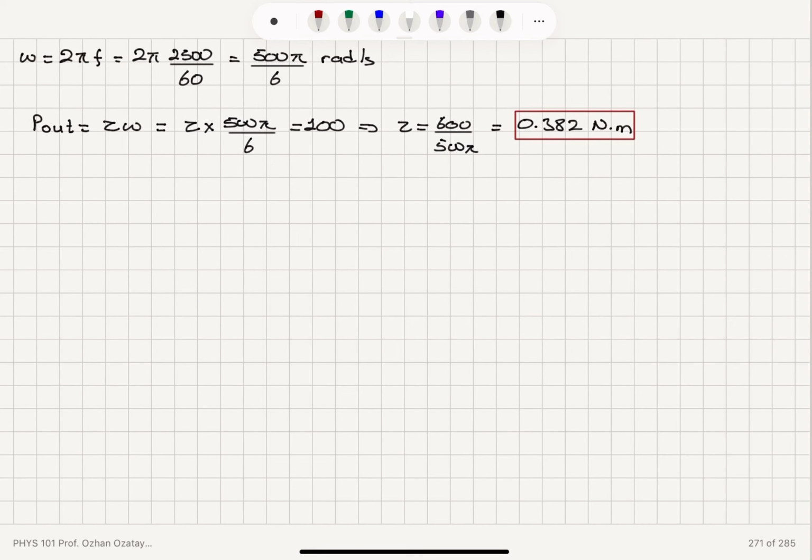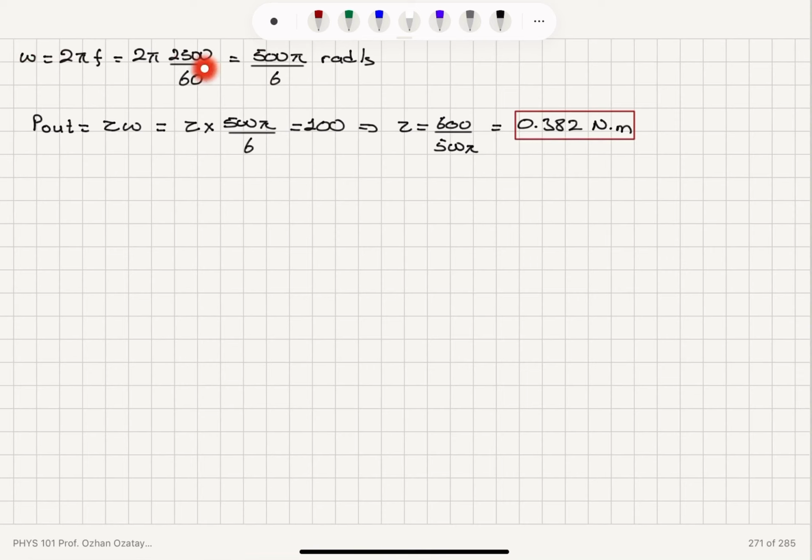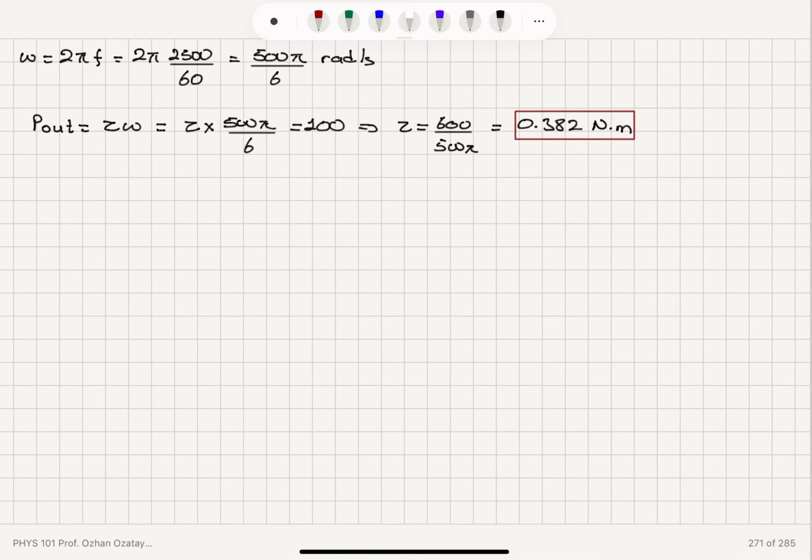So omega is 2 pi times the frequency, where the frequency is 2500 rpm, so it is 2500 divided by 60, and the output power will be equal to torque times omega, and this gives us torque as 0.382 Newton meters. So we were looking for the torque output of this engine when we run it at 2500 rpm, and this is the final result we obtain using the power output equals torque omega relationship.